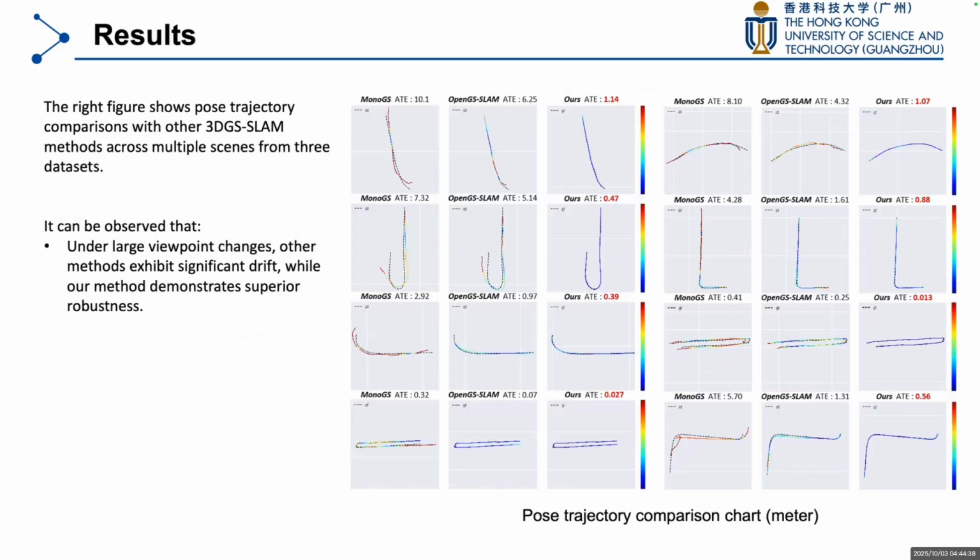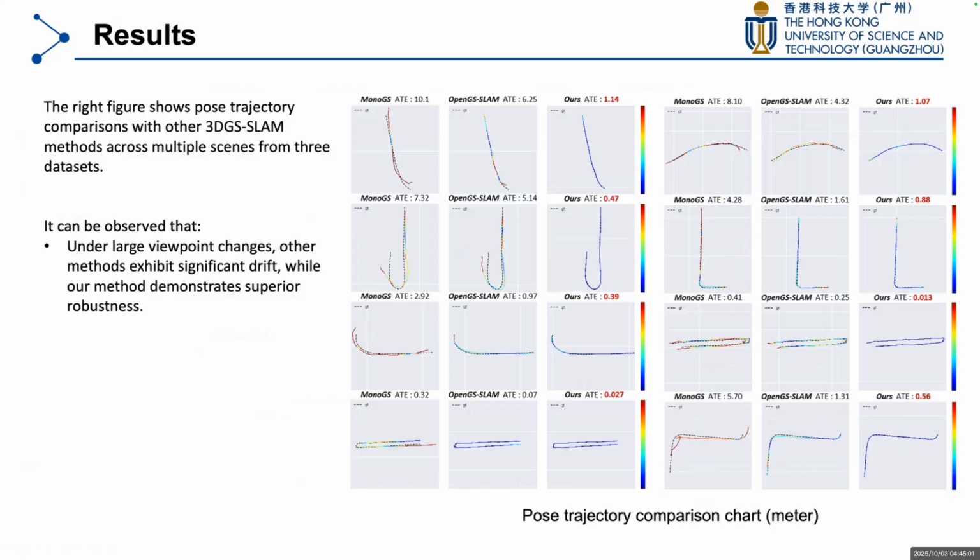For pose trajectory comparisons, the results also show that under large viewpoint changes, other methods often suffer from significant drift. In contrast, our method demonstrates much stronger robustness. This means our approach can maintain consistent tracking even in very challenging outdoor sequences.